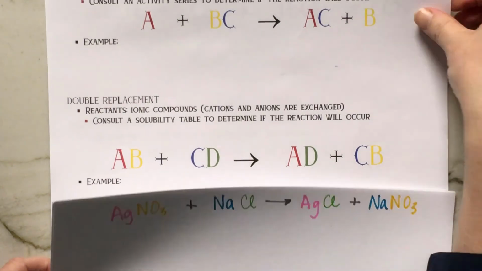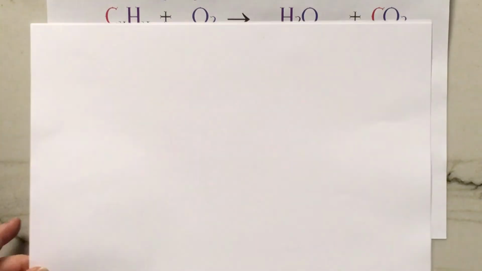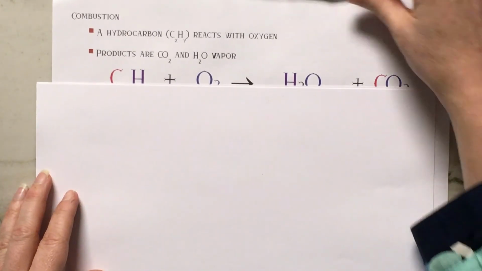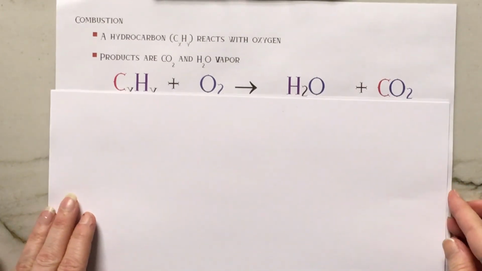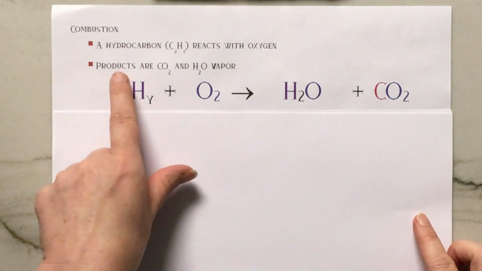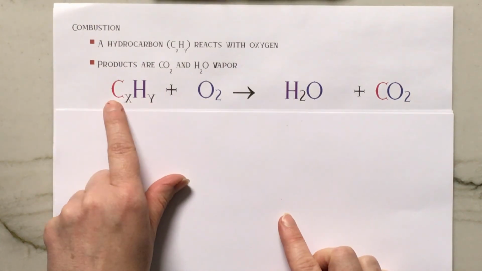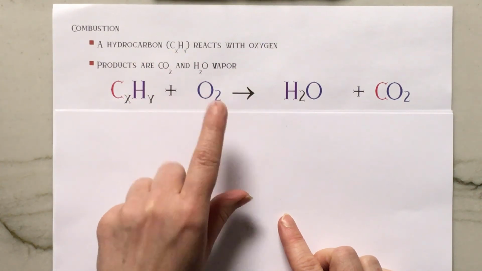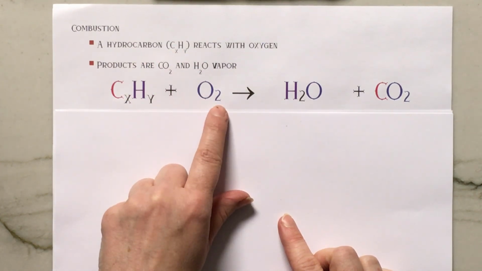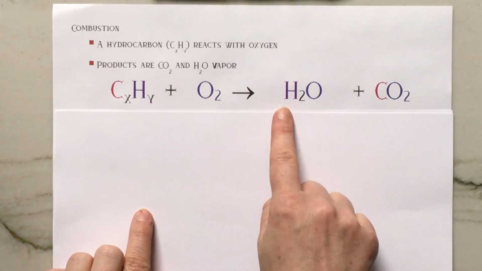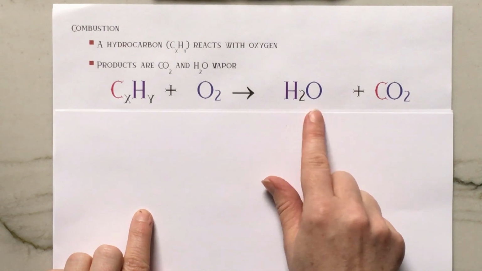The next one I'm going to talk to you about is something called a combustion reaction. And combustion reactions are fairly easy to predict and to identify. And so what you have is a hydrocarbon, which simply means you have a certain number of carbons bonded to a certain number of hydrogens, and it's going to react with oxygen gas. Again, oxygen is diatomic. That is why that subscript 2 is there. And very easy. So your products are always water and carbon dioxide.